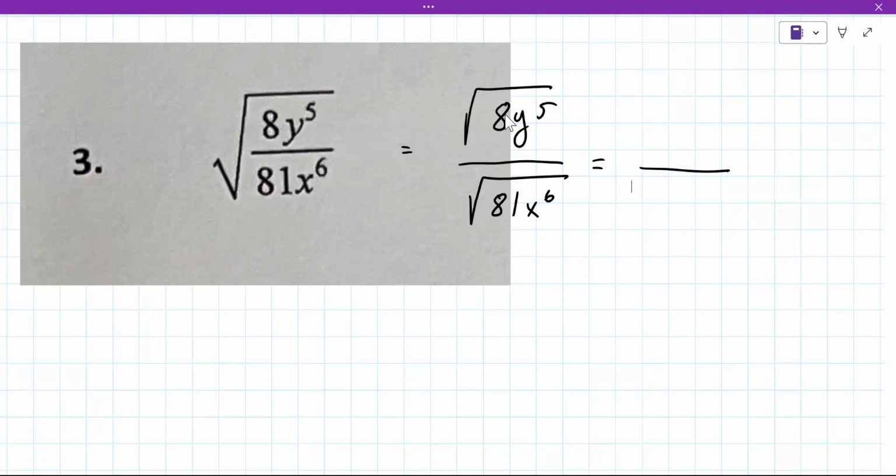All right, I have the bottom. The bottom part is 9x cubed. Yep, good. But then the part on the top is going to have a part outside the root and inside the root. So just take your time. It's a lot like number 1. Let me know if you have any questions.